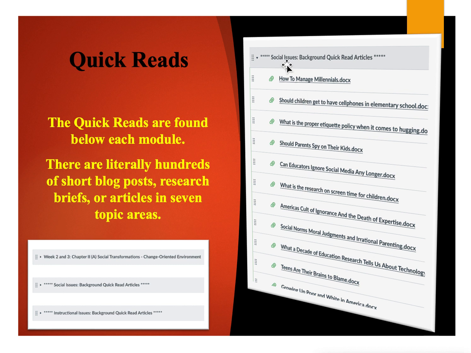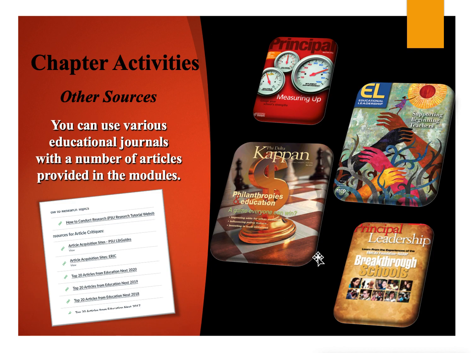The quick reads are found underneath, for example, in the very first module, chapter 2A, you'll find the 2 areas of quick reads, the social issues and the instructional issues. Now, if you click on social issues, you'll see something like this. And I keep adding to them. They're all kind of recent articles. You pick out 5 that you find by title rather interesting, and then read them. They are quick reads, usually no more than 5 minutes.